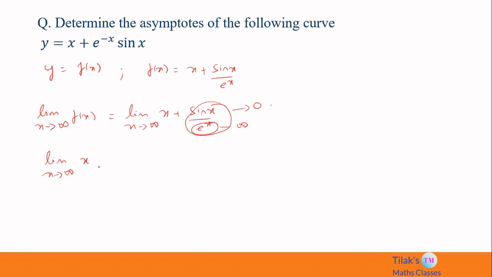But if you observe, you can see that this is of the form mx + c, that is 1 into x + 0. So, we can say that this curve has an oblique asymptote of the form y = x.